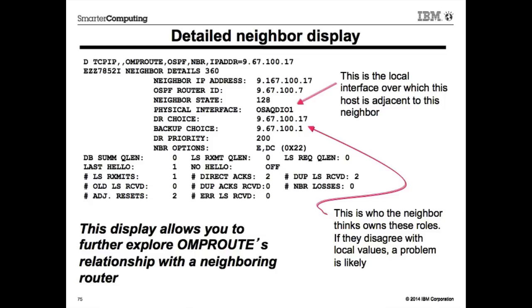You can also do a detailed neighbor display. When you do a detailed neighbor display, it'll tell you which interface we reach him over. It'll also tell you who the neighbor has chosen as the designated router and the backup designated router. So if I display my interface OSA QDIO1 and my DR choice and backup DR choice are not the same as the neighbor's, something's out of sync. So that's another thing to look for.